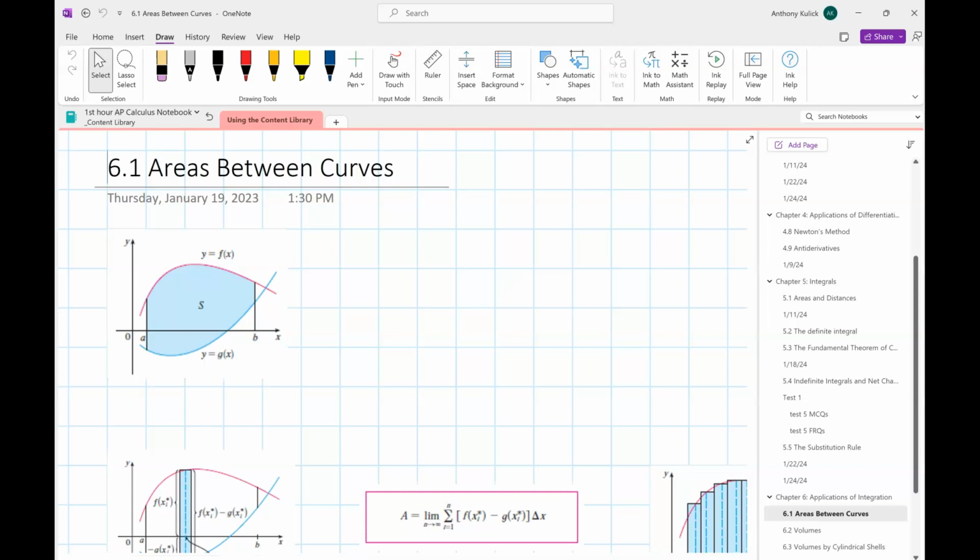In 6.1, we're going to be looking at how to find the area between two curves. So say I have some curve here, f of x, and I have a curve down here, g of x, and I want the area between them from A to B. So that's looking at this region S. How can I compute that?